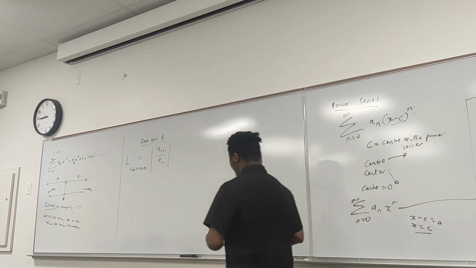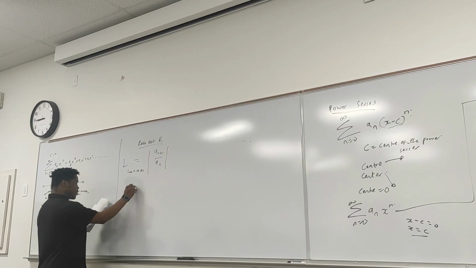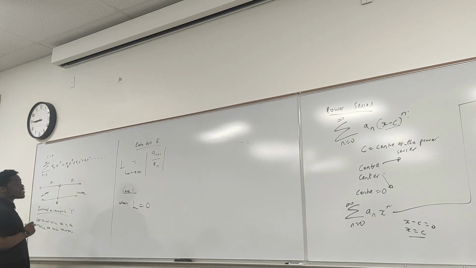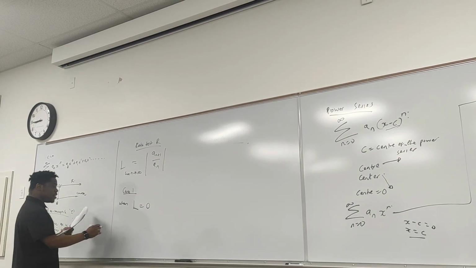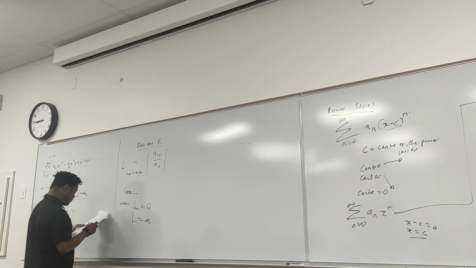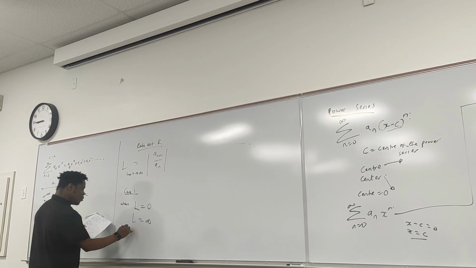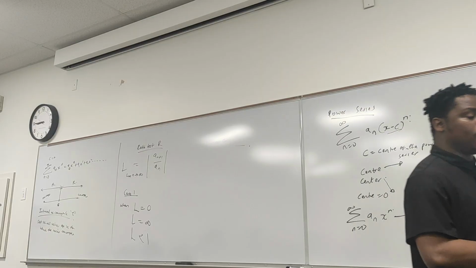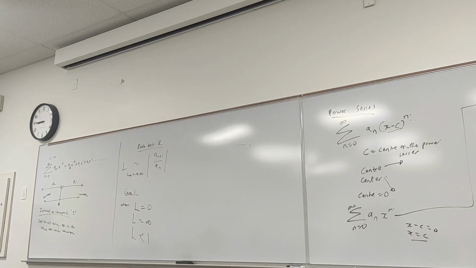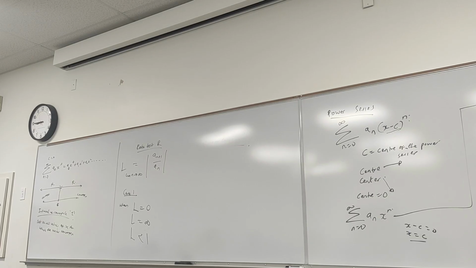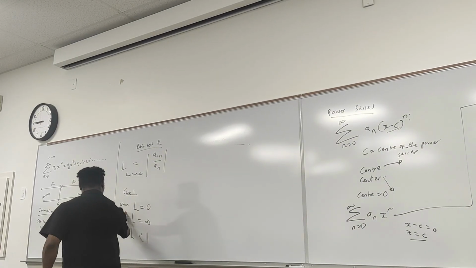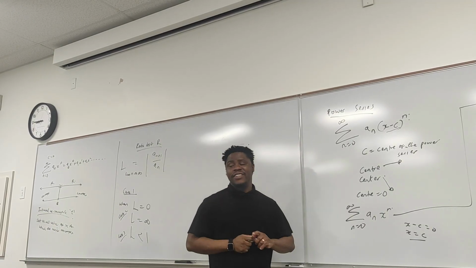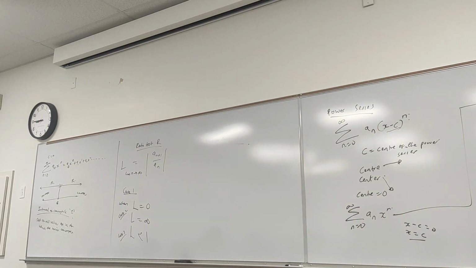So, case 1 is when the ratio test is equal to 0. Case 2 is when the ratio test is equal to infinity. And case 3 is when the ratio test is less than 1. Those are the three case studies you would ever encounter in this class.